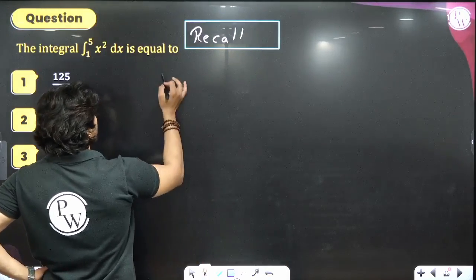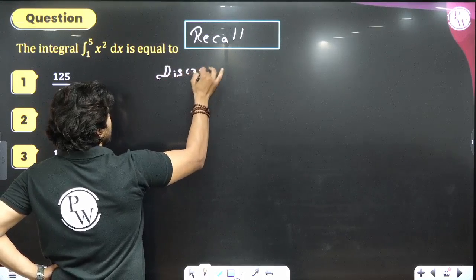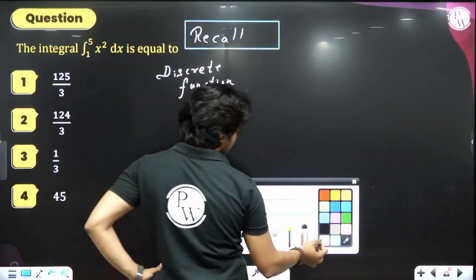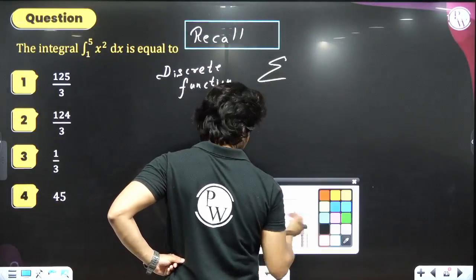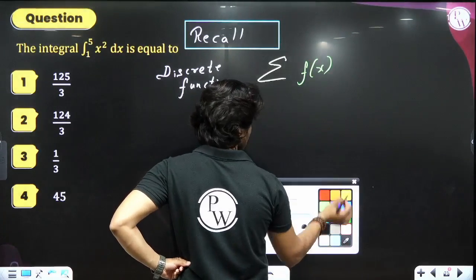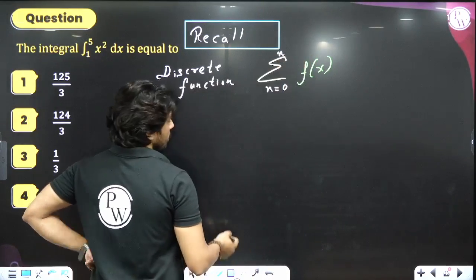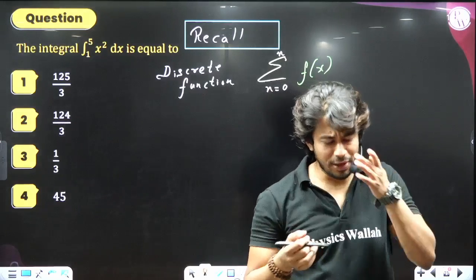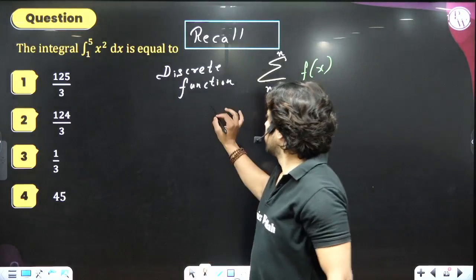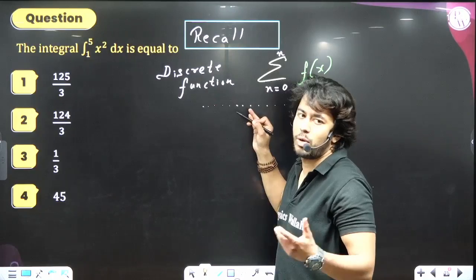We have to define the functions. If we have a discrete function, in order to add up the function, we do the summation. That means we add the different values of the function. For example, what is a discrete function? Just say that you have different dots: 1, 2, 3, 4, 5, 6, 7, 8, 9, 10, 11, 12, and so on. So you can add up these dots and find out the total value.